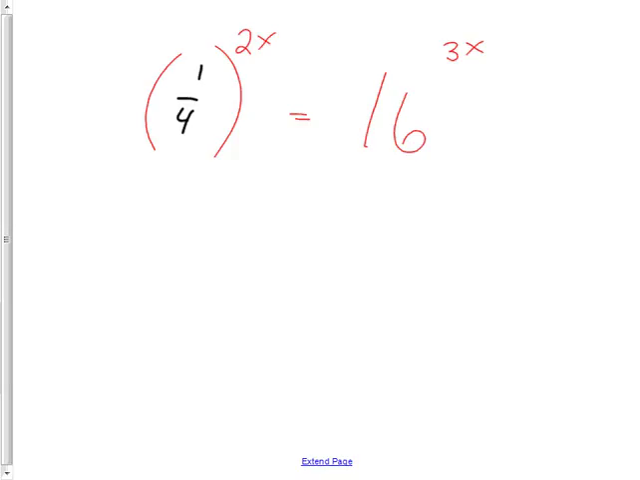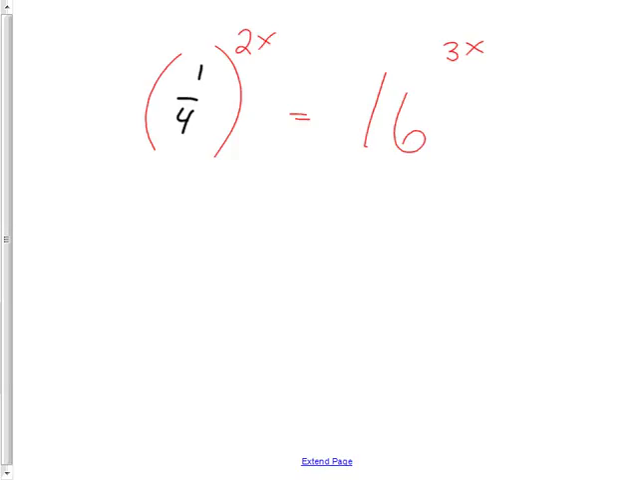(1/4) to the 2x equals 16 to the 3x. Well, first thought should be, can I rewrite this? And the answer is no. You don't want to do that, because you're going to get really complicated logs you'd never be able to solve. So instead, you should try to make those bases the same. 1/4 and 16 can both be turned into a 2. And once you've got the bases the same, it'll be easy from there.